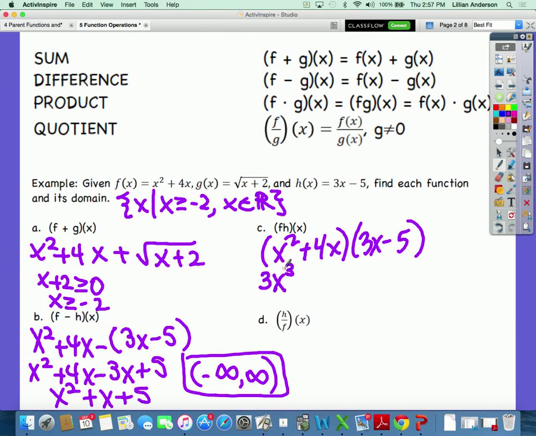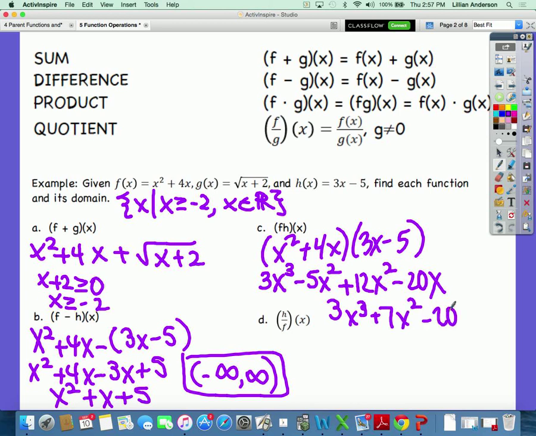3x cubed is your first. Minus 5x squared is your outer. Plus 12x squared is your inner. Minus 20x is your last. I can combine like terms, yes? So it's going to be 3x cubed plus 7x squared minus 20x.